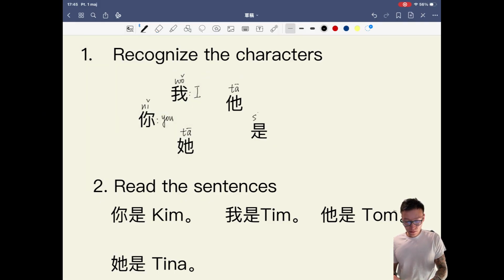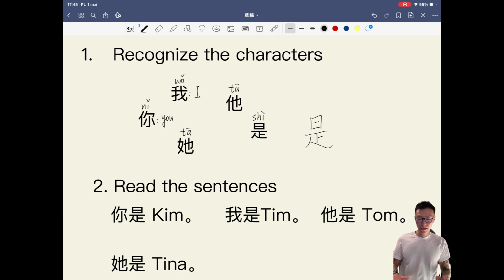All right. Now, the last one. This one is 是, which means to be. And let's write this together. 1, 2, 3, 4, 5, 6, 7, 8, 9. Okay? So if you are able to write these characters not looking at them, then congratulations. You have already memorized how to write them, and that's very important when you're learning Chinese.